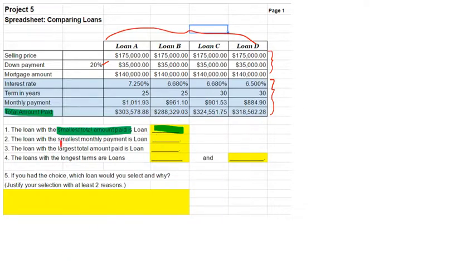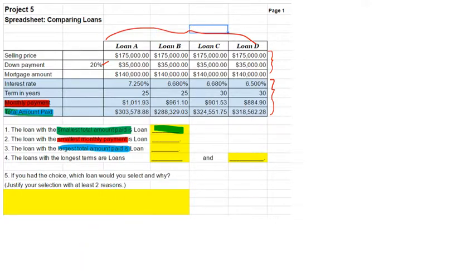Next, they ask you the loan with the smallest monthly payment. So go to monthly payment, find the smallest amount, and then figure out whether that corresponds to loan A, loan B, loan C, or loan D. Next up, the loan with the largest total amount paid. Last time you found the smallest amount paid, this time you're finding the largest total amount paid, and once again, which loan does it correspond with?